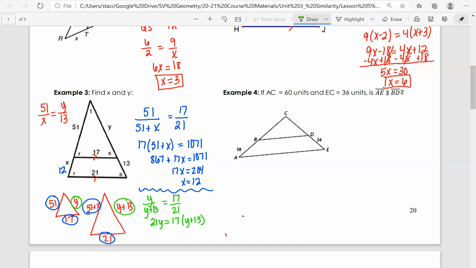And I'm quickly going to run out of room here. So 21y equals 17y, and then 17 times 13 is 221. And then if I subtract 17y from 21y, I get 4y equals 221. And 221 divided by 4 tells me that y equals 55.25.